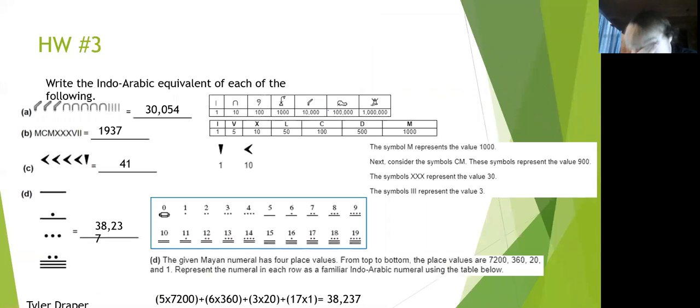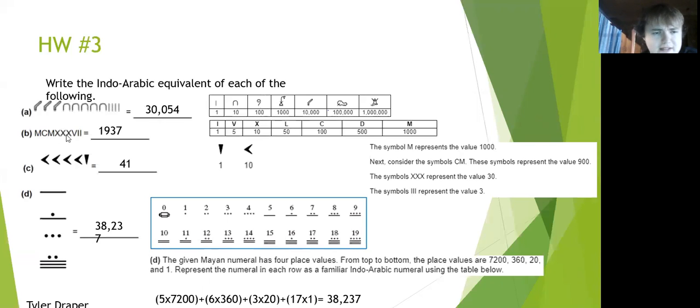Homework number 3. Write the Indo-Arabic equivalent of each of the following. So right here we have 3 of the wood sticks, 5 of the open horseshoes, and 4 of the lines. So that's going to be 30,000 for those 3, 50 for these 5, and 4 for those. We get 30,054.